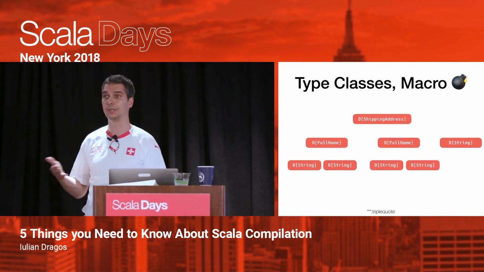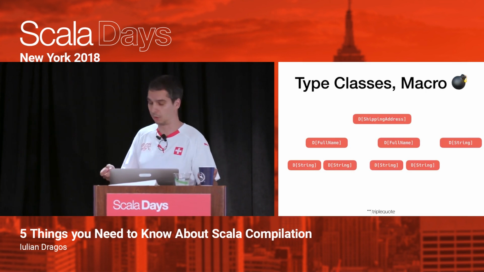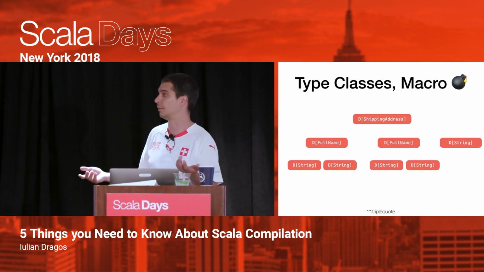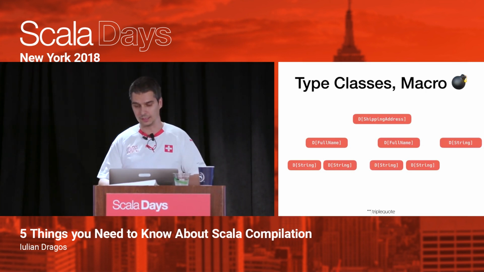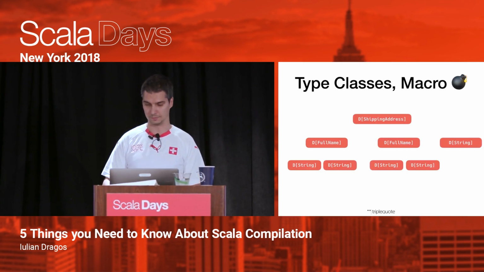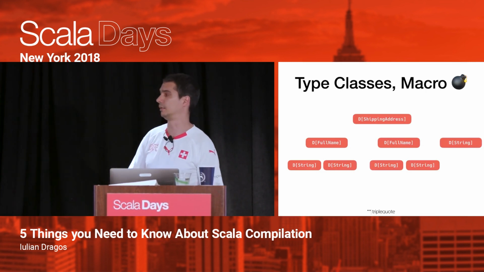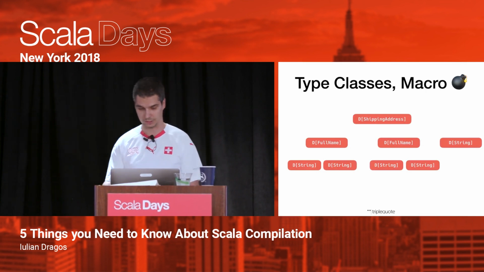Now, by default, what you'll get is anonymous classes for these things. Being anonymous, they can't be reused, because there's no way to refer to a decoder of full name unless you give it a name somewhere. So this will basically generate several perfectly identical decoders for full name.